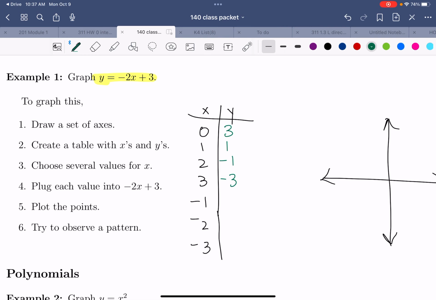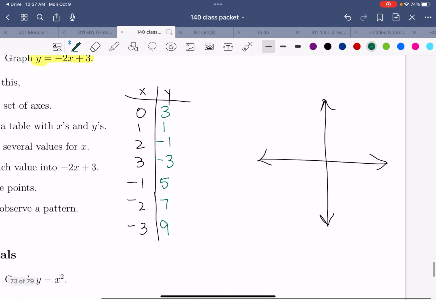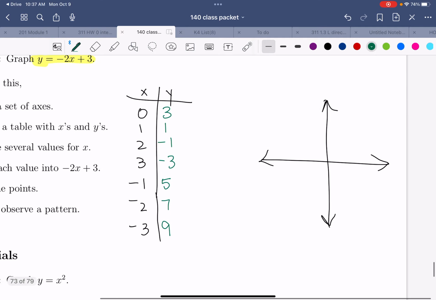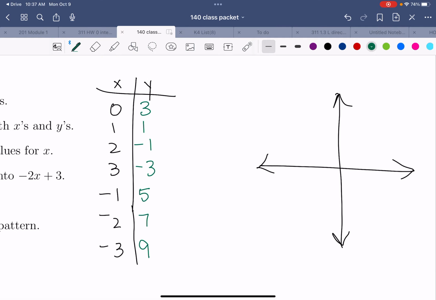Then we do the same with the negatives, so be careful with your signs here. -1 times -2 is +2, plus 3 is 5. -2 times -2 is +4, plus 3 is 7. And -3 times -2 is 6, plus 3 is 9. Okay, and now we're going to go ahead and graph the points. We're going to plot the points and see how we can connect them.